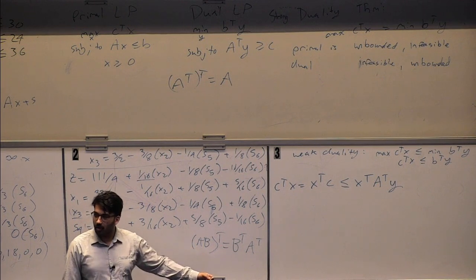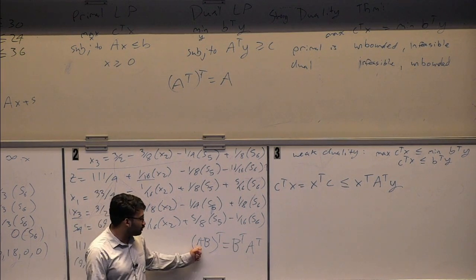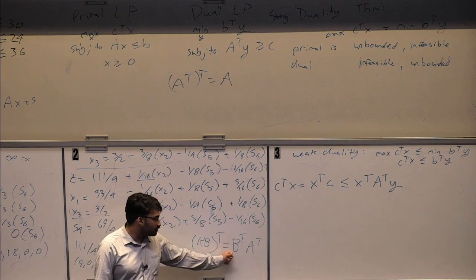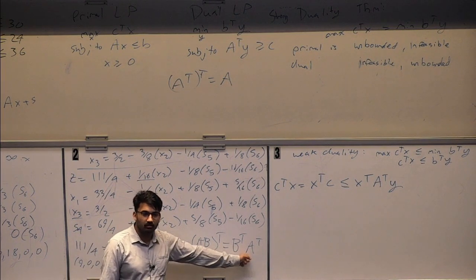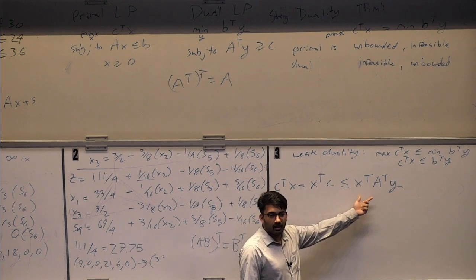It's called the shoes and socks property because you can't take your socks off before you take your shoes off. You put on your socks, put on your shoes, take off your shoes, take off your socks. You've got to go in that order, right? So what do we know about XTAT? That's going to be AX transpose.